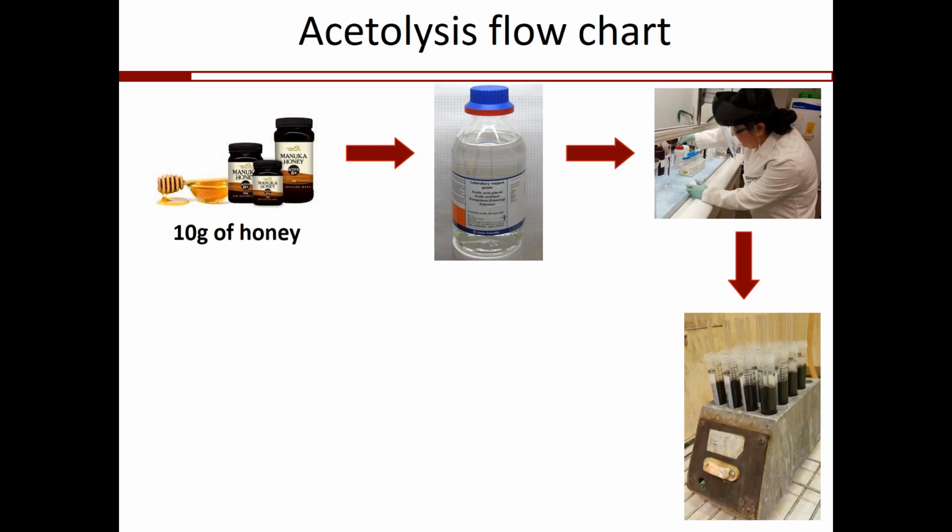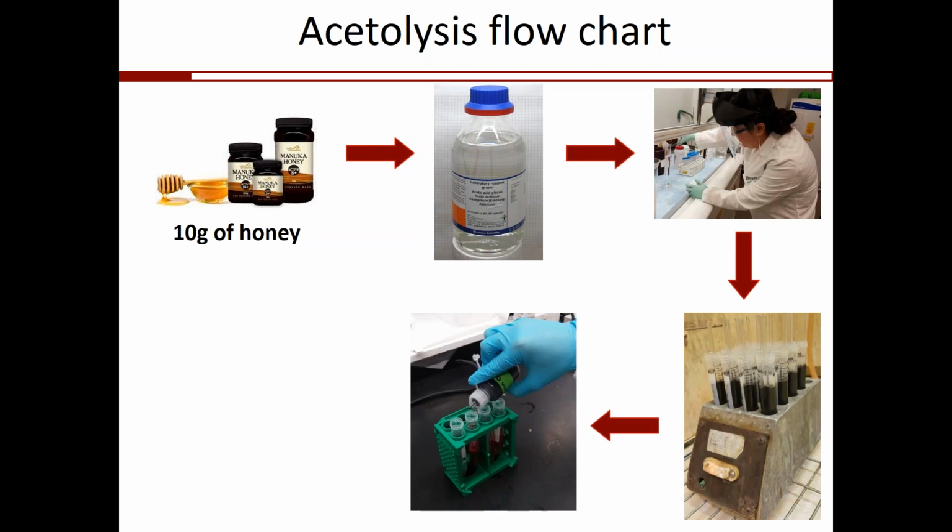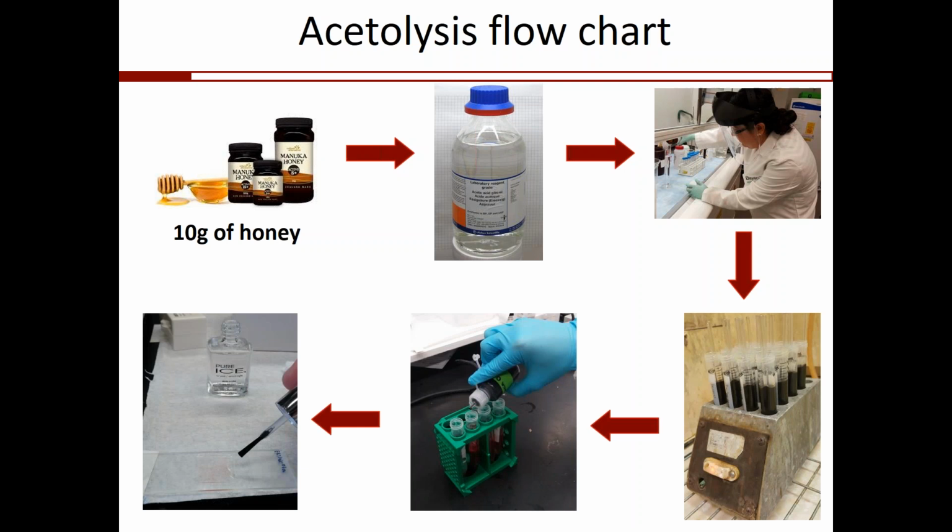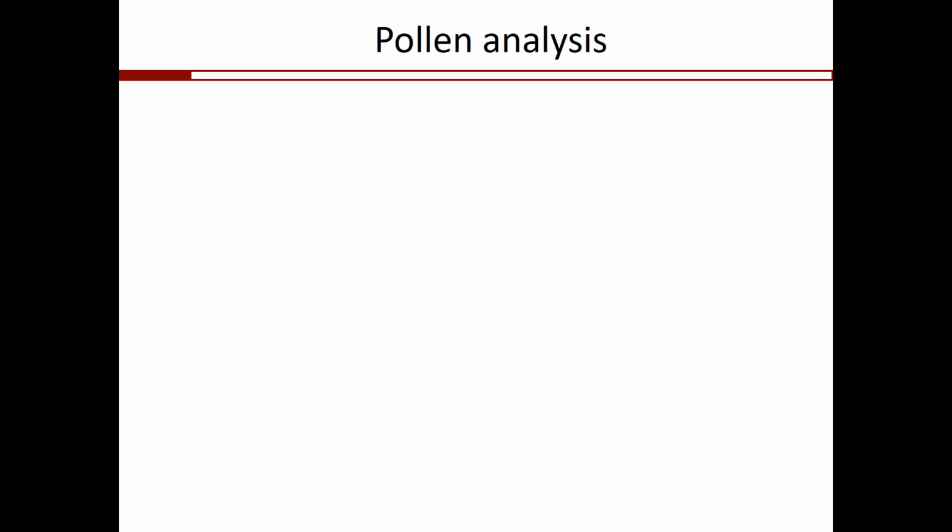then we let it react on a heating block for about 10 minutes at 80 degrees Celsius. After a series of washing the samples off, we stain it, and then we mount them on slides to look at under the microscope.